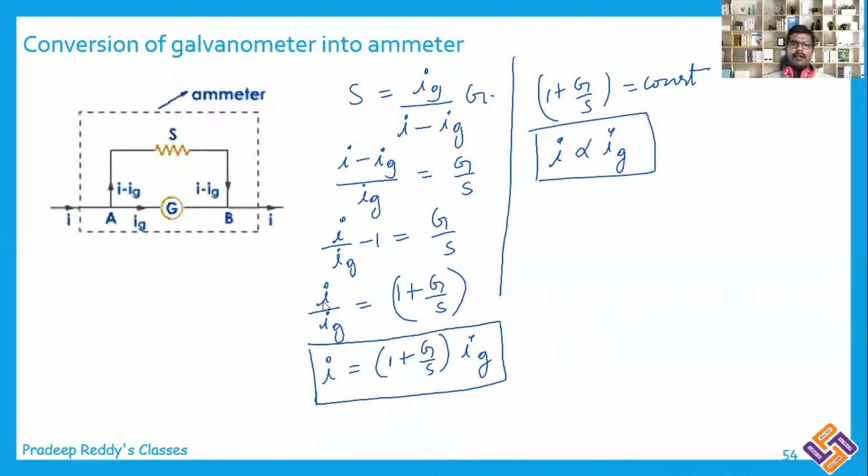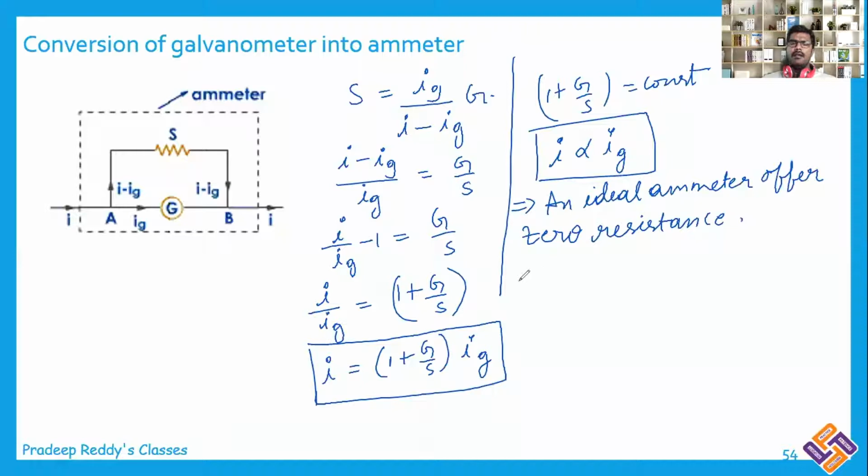Therefore, when you are connecting the shunt resistor in parallel with the galvanometer, most of the current will be passing through the shunt resistor. Therefore, the ammeter does not offer any resistance. An ideal ammeter will offer zero resistance. But a practical ammeter will offer some resistance, very small resistance, and that resistance is equal to the shunt resistance.